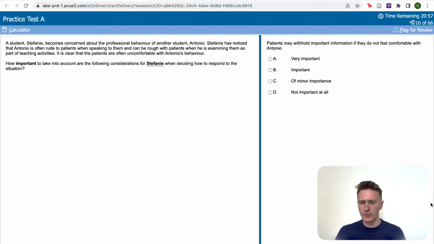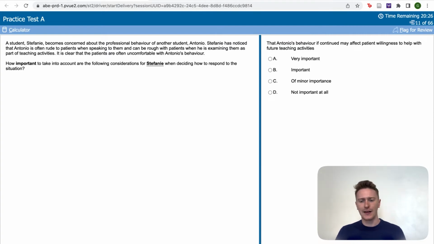Patients may withhold important information. Okay, this is very important. That's the whole reason why we need to be supportive of patients, because we want them to confide in us. So this is a very important consideration, and it would get in the way of care if they did withhold information. Antonia's behaviour, if continued, may affect their willingness to help with future teaching. Again, it's a broader thing. The main concern is that the patients in front of us may feel uncomfortable, they may not share information, and they may feel unsafe in the hospital. Those are the primary considerations.